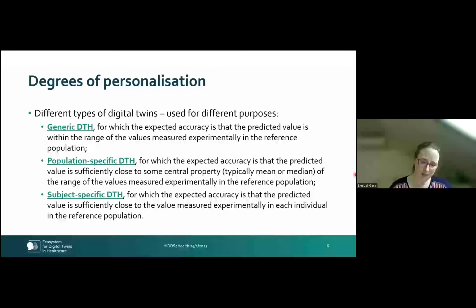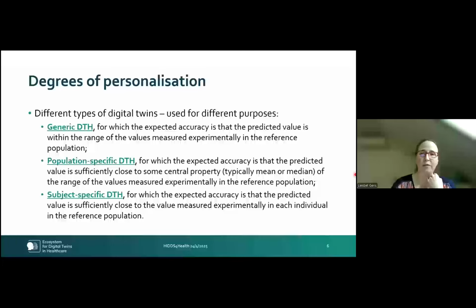A population-specific twin is one step further, where we try to aim the behavior of the twin in such a way that it captures some measure of the population, usually the average or the mean, and that it has some variability that captures also the variability within the reference population, but it's not yet for a single person.